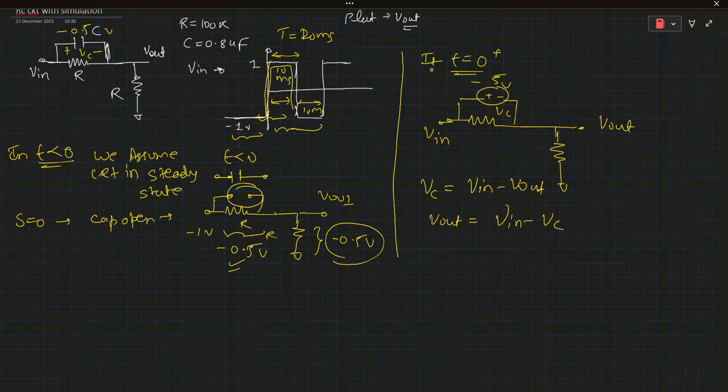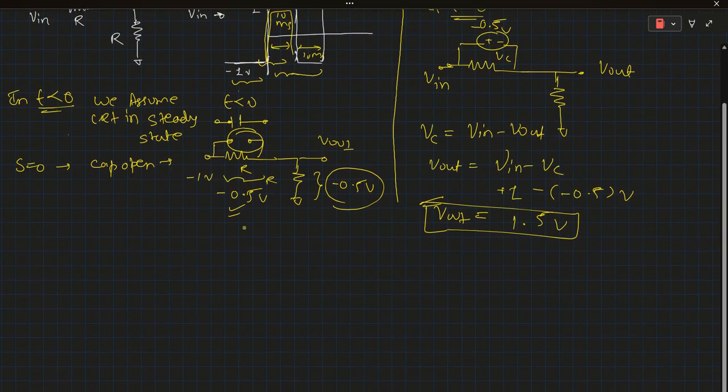So at t equals 0 plus, we can see plus 1 volt is there, and VC is at minus 0.5 volt. So Vout at t equals 0 plus is 1.5 volt. This is our first expression, an important expression: Vout is 1.5 volt at t equals 0 plus.